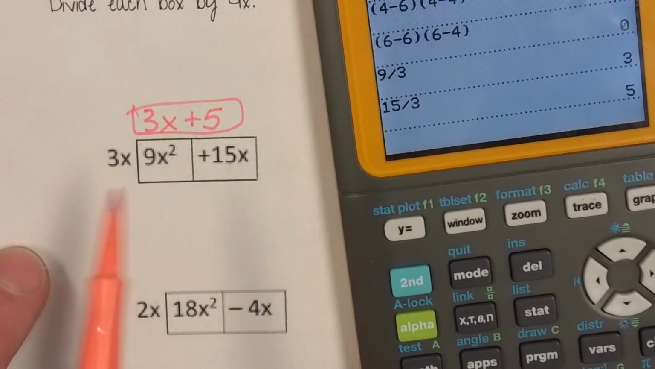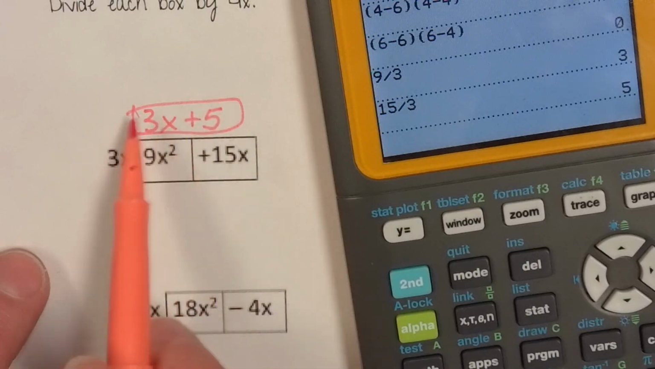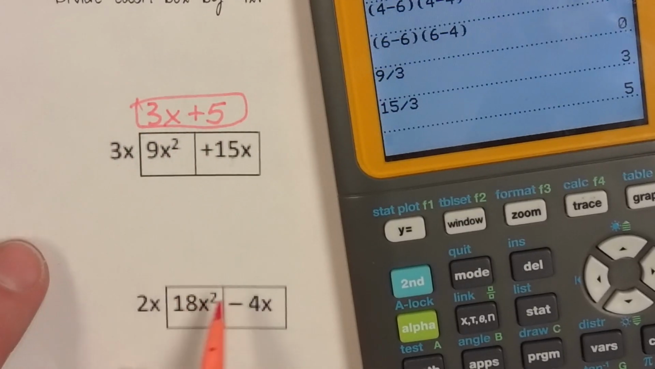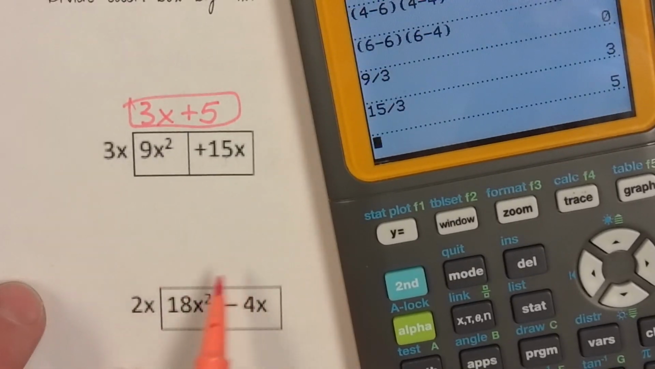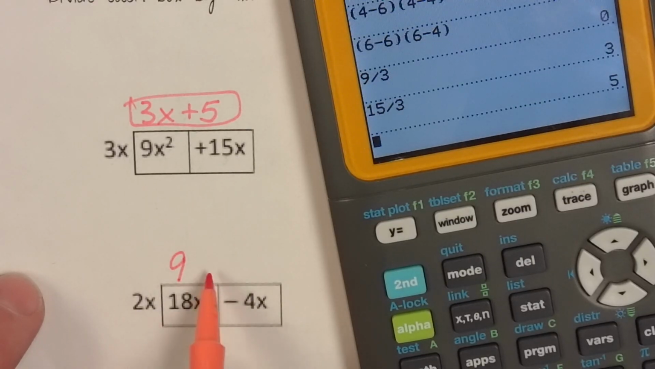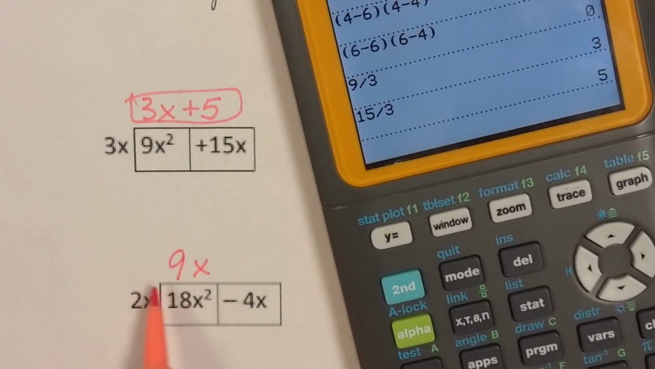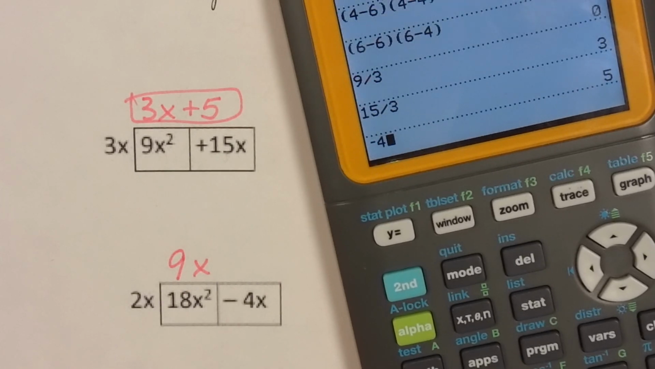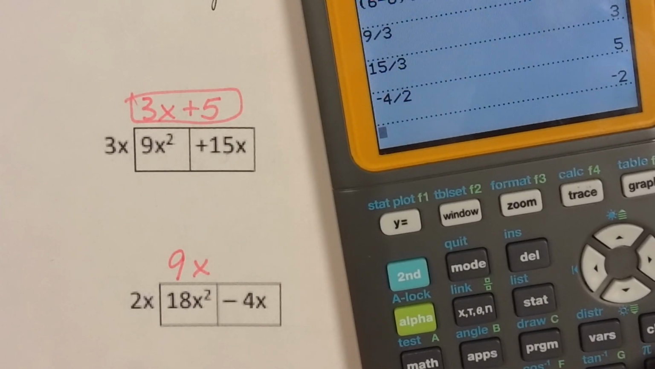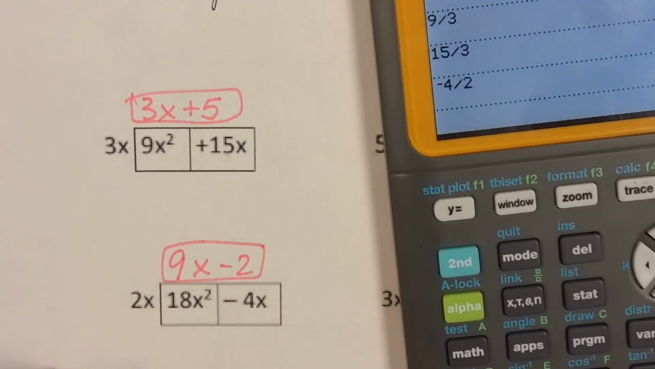The other day, on the front side of our paper, we were putting things on the outside of the box and filling in the inside. This time around, they give you the inside. We're going to try and figure out what they multiplied by. So 2 times what gives you 18? Again, you can use your calculator. You get 9. And there's an x here. There has to be an x here. That's how we make x squared in the middle of your box. Alright, last one here. 2 times what gives you negative 4? So you could take negative 4 and divide by 2, and it will give you negative 2. So it's going to be minus 2. That is going to be your answer.